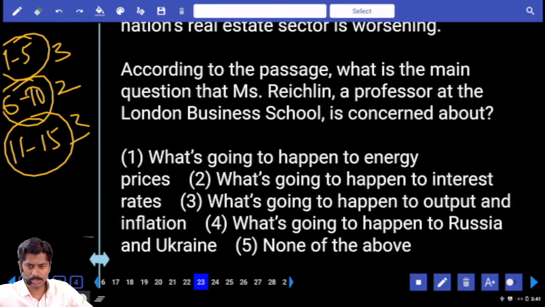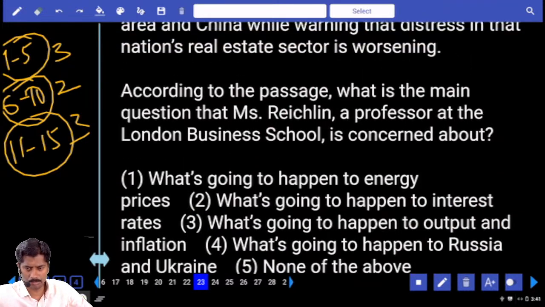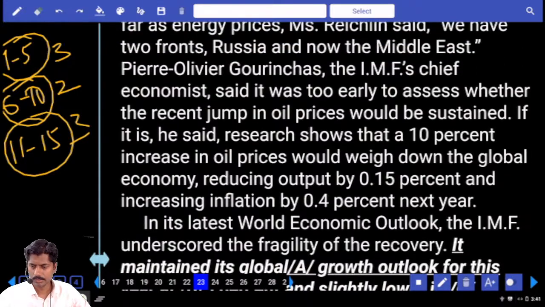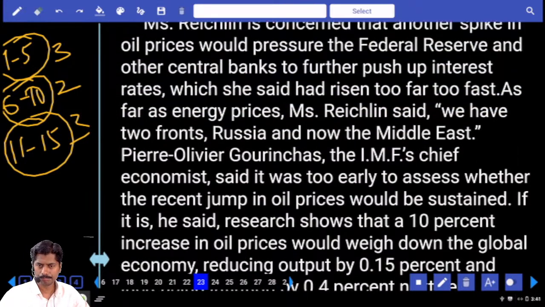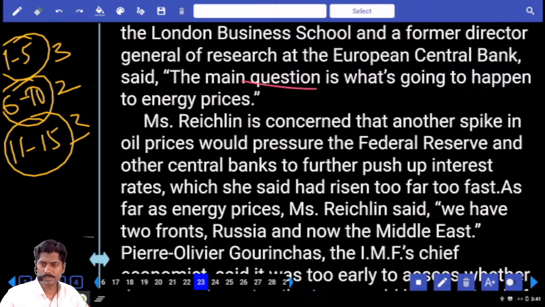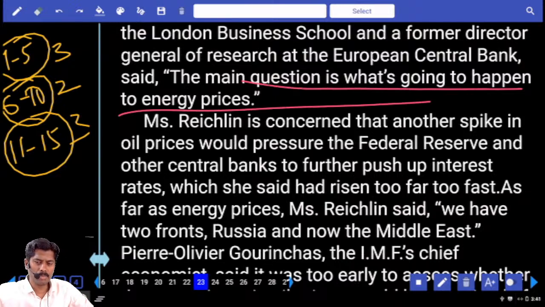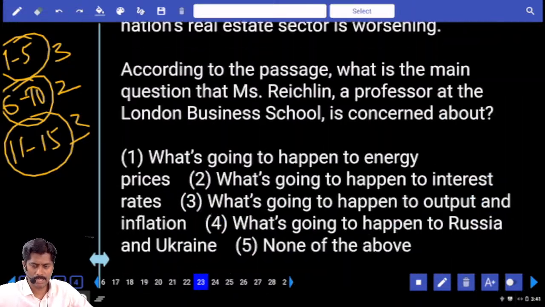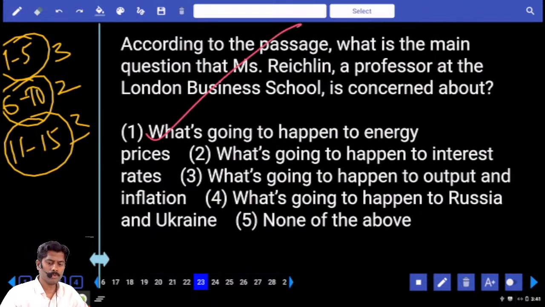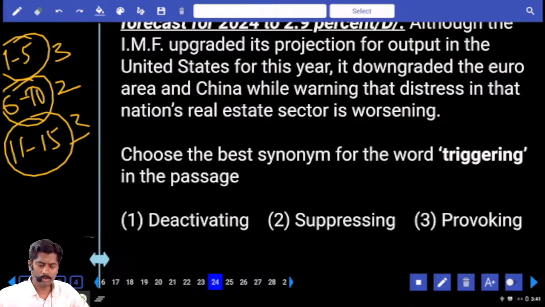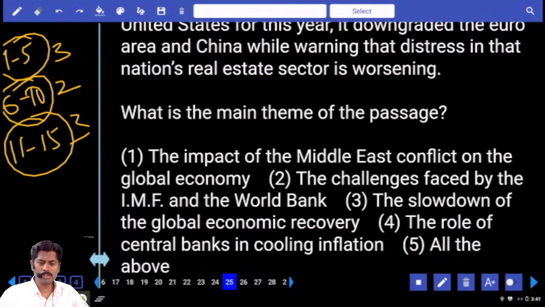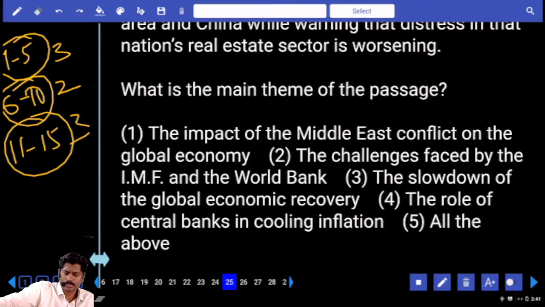What is the main question that Miss Rachline, a professor at the London Business School, is concerned about? The main question is what's going to happen to energy prices. Therefore, the answer is the first one. Triggering, we have already kept. Main theme of the passage: impact of Middle East conflict, challenges faced by IMF and the World Bank, slowdown of global economic recovery, role of central banks. Answer.